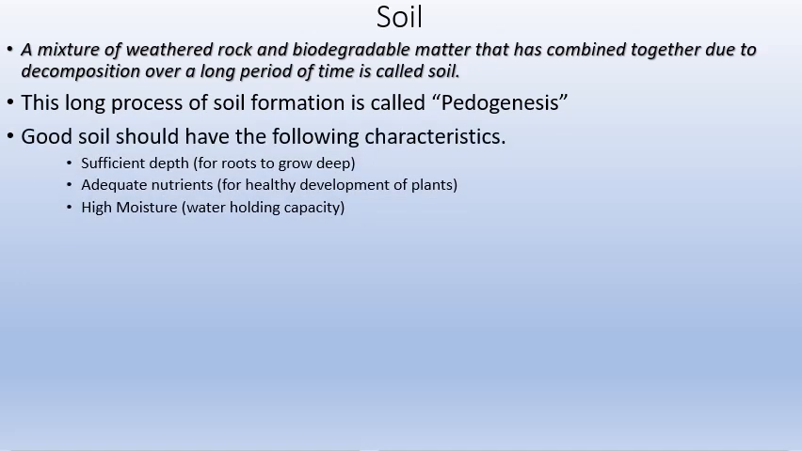Good soil should have the following characteristics, which means how can you term that this soil is good, this soil is bad? So if you go to a place and you find that the soil has enough depth, sufficient depth for the roots to grow deep into it, that's a good quality. If it has adequate nutrients, which is a healthy development for plants, it has good calcium, good phosphorus, good magnesium, good nitrogen, then that's really good and it's going to help the plants to grow well. That's also good soil. And third one, high moisture. If it can hold water for a long period of time, that's an excellent quality for plants to grow.